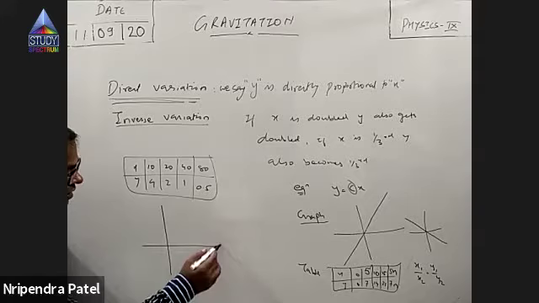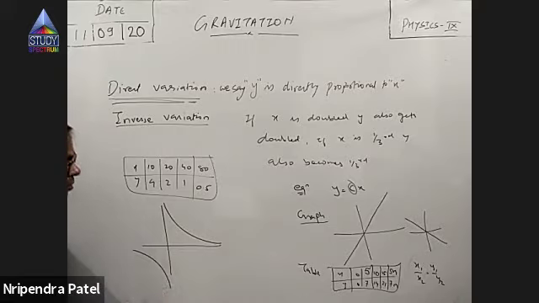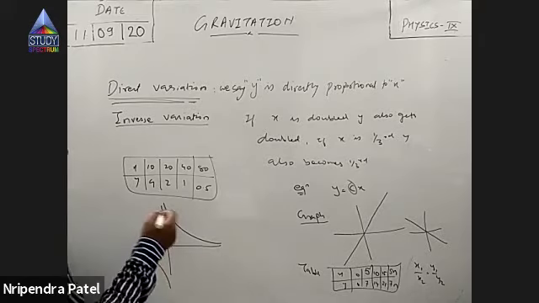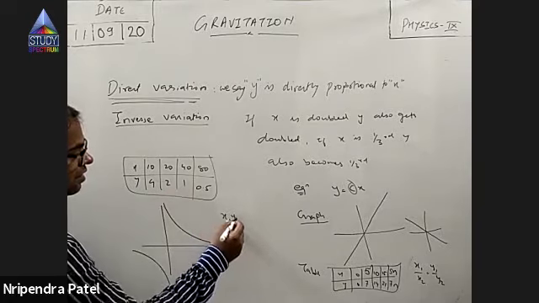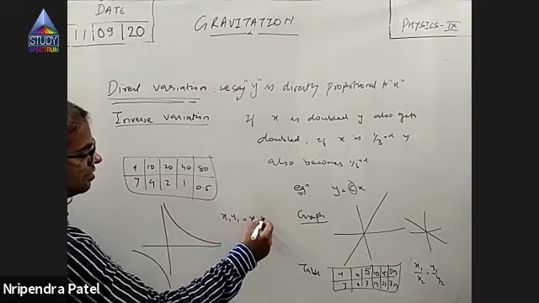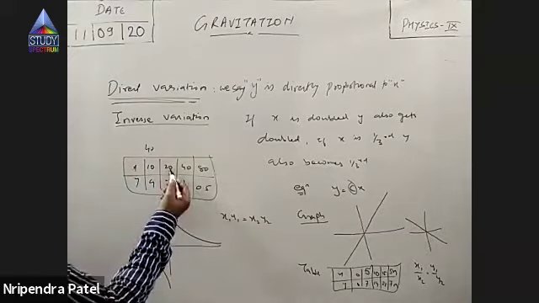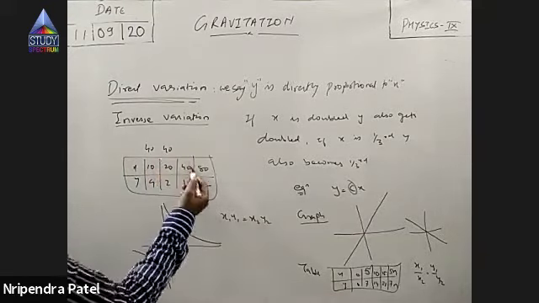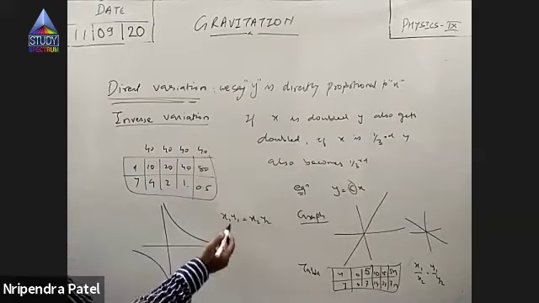The graph of it looks like this. That's a rectangular hyperbola. There's a special name for this curve. This is the graph of inverse variation. The table looks like this, and the mathematical form is x1 y1 is equal to x2 y2. Just multiply these two quantities, 40. Multiply these two, 40. Multiply these two, 40.